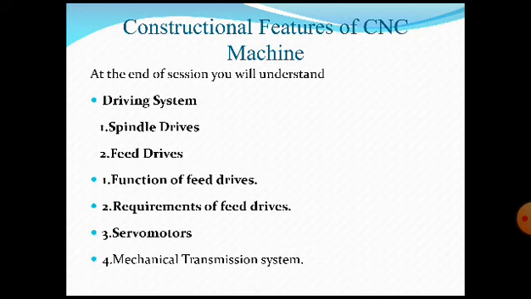The driving system is nothing but a motor which provides the required RPM for a ball screw, which further converts it into linear motion of the table. Our topic of discussion in today's presentation is the different types of driving systems used in CNC machines. As you can see clearly on the screen, the driving system consists of two important drives: the spindle drives and the feed drives.